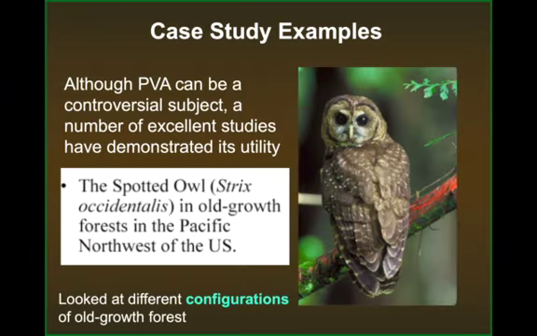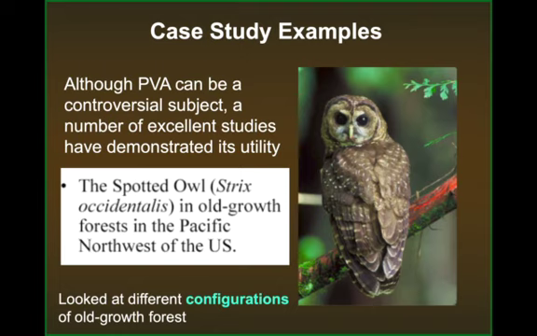Let's look at some case study examples where they used stochastic models, just to help drive this point home. Although PVAs can be somewhat controversial because they are models and so they have assumptions built into them, there have been a number of excellent studies that have demonstrated their utility. The first one that we're going to talk about is the spotted owl in old growth forest in the Pacific Northwest of the U.S.